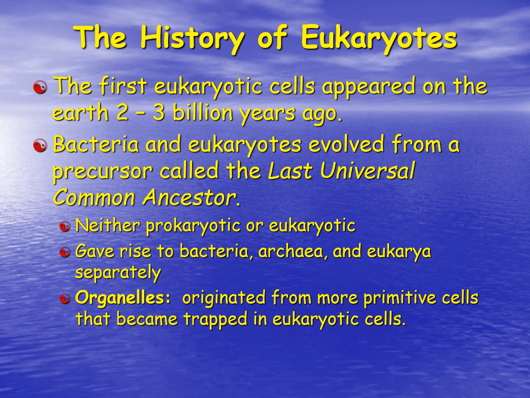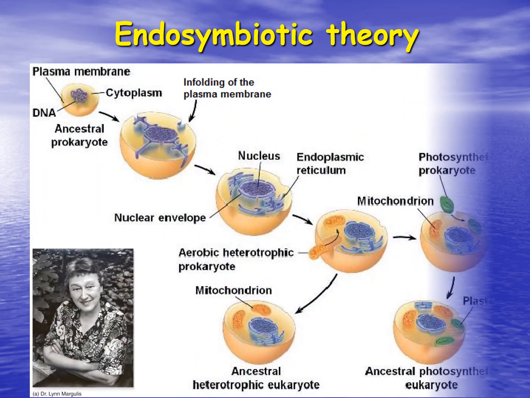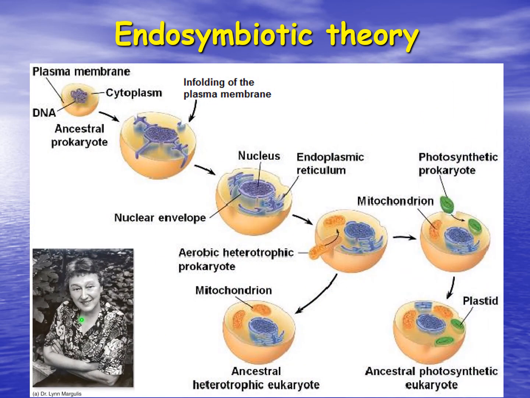And one of the big things that separates eukaryotes from the prokaryotes is the formation of organelles. These originated from more primitive cells that became trapped in the eukaryotic cell or were actually indentations of the cell membrane themselves. So that brings us to the endosymbiotic theory that was first proposed by Dr. Lynn Margulis. Her theory states that as the ancestral cell began to grow, it invaginated the cell membrane to form the nuclear membrane around the single circular chromosome.